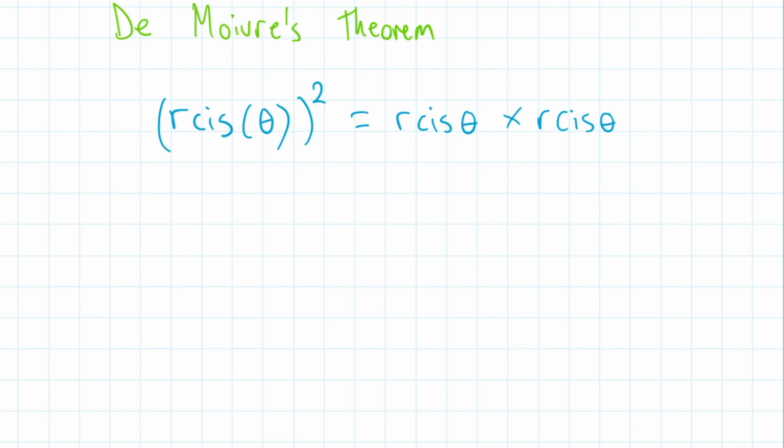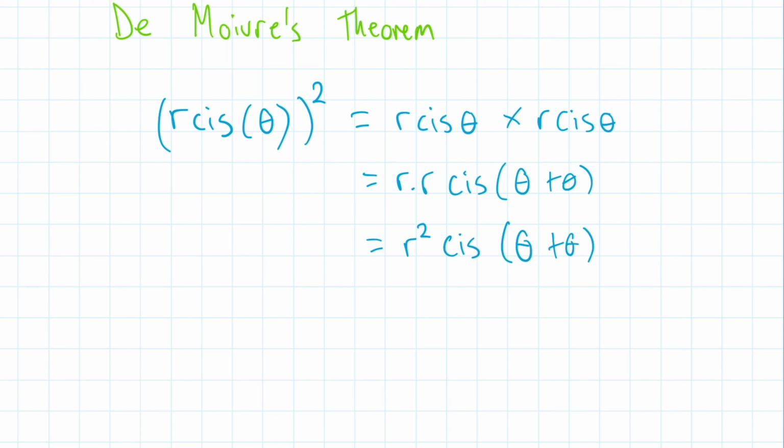So if I'm multiplying numbers in polar form, I know that r cis theta times r cis theta is equal to r times r, cis, and then it's going to be theta plus theta. Well, r times r gives r squared. So I could simplify this as being r squared cis theta plus theta.